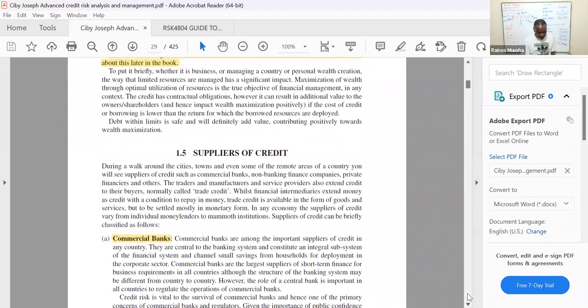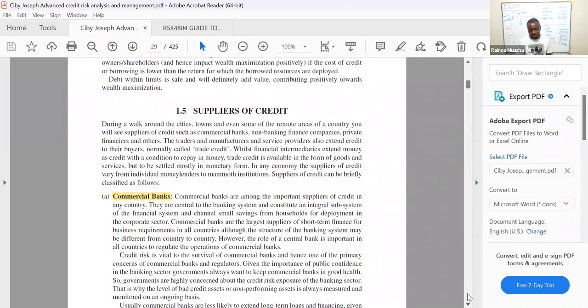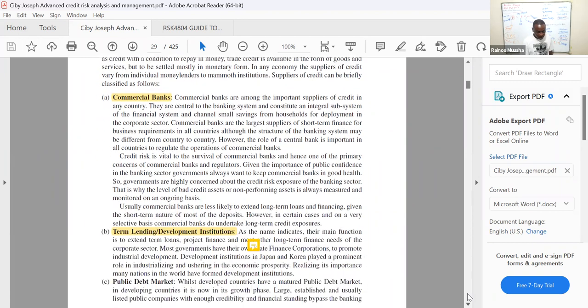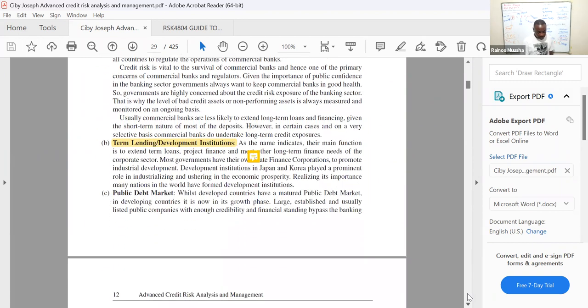Moving on to section 1.5, we look at the different suppliers of credit. We're not going to look at them in detail. We're just going to mention who they are, because I don't think we're going to be expecting a question where they ask us to discuss in detail the suppliers of credit. So the different suppliers of credit can be commercial banks, or term lending or development institutions. One typical example would be the Public Investment Corporation, the PIC, from a South African perspective.